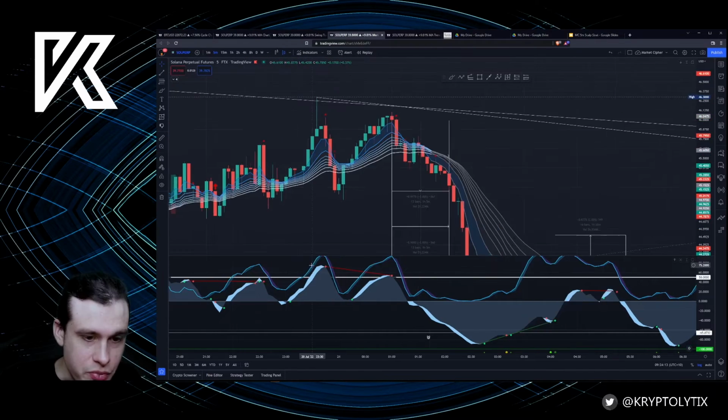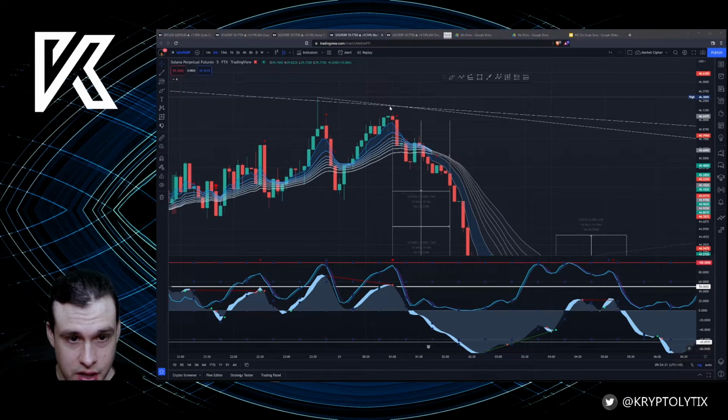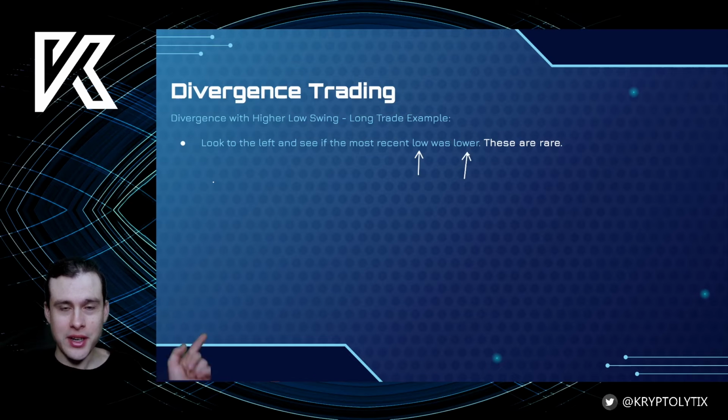Here's the next one. As we can see here, price action was forming lower highs and lower lows right here, and the divergences were doing the exact same thing essentially, and this is to the short side again. So just to reverse this, if you look to the left, and then you see that the most recent high was higher, right? That's kind of how you trade it in reverse.